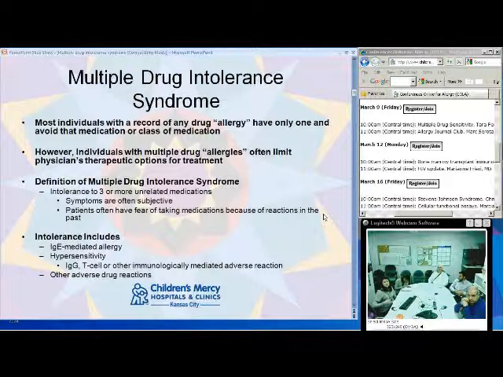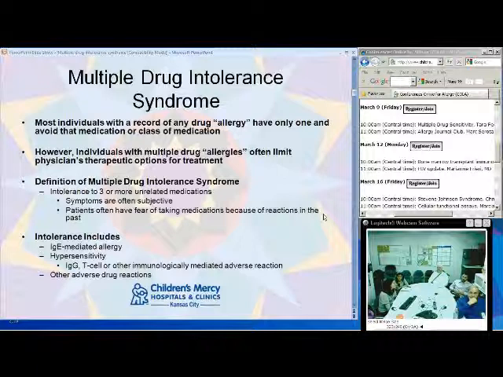First of all, most individuals on record have usually one drug allergy, and oftentimes they'll just avoid that medication or class of medications. They've done studies looking at medical records, and the majority of the time it's penicillin or a particular NSAID. However, there are patients that have multiple drug allergies, and oftentimes this can be very frustrating for a physician. It really limits their therapeutic options for treatment, especially when they have more than three or four different classes of medications.